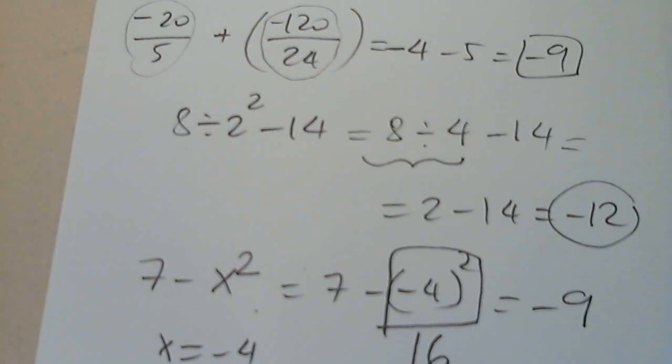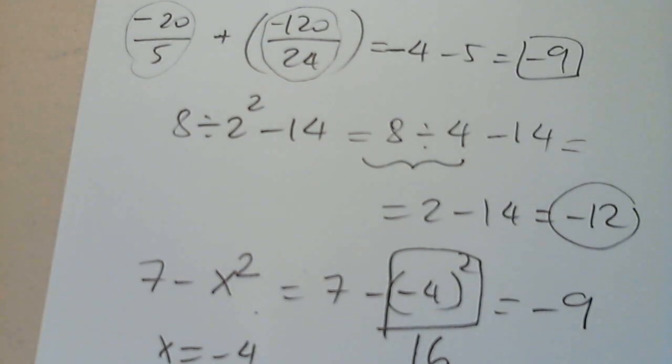Now it's asking us whether these are like terms or not. Of course they are. 8 apples and minus 1 apple. They are like terms. Simplify the following. Yes, 7 apples minus 5 apples is 2 apples. 6 minus 4 is positive 2, and that's it.